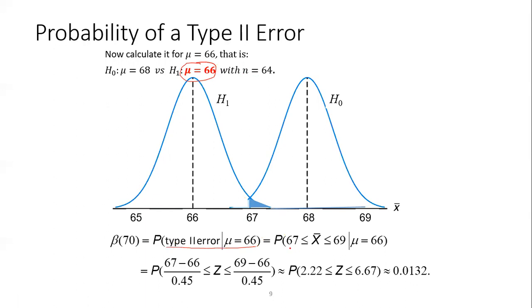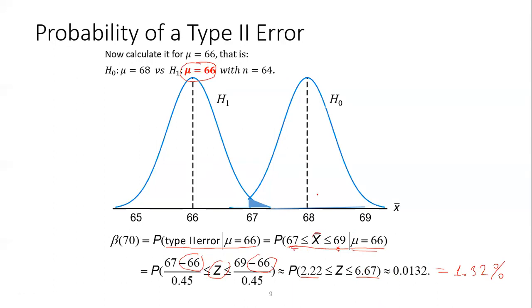So what is this probability of not rejecting H0? When you do not reject H0, x bar is between 67 and 69, given that mu is equal to 66. I just plug in 66 here and here, and divide, of course, by 0.45, and you get a Z here. This is equal to Z between 2.22 and 6.69. It's also equal to the same value, 1.32%.